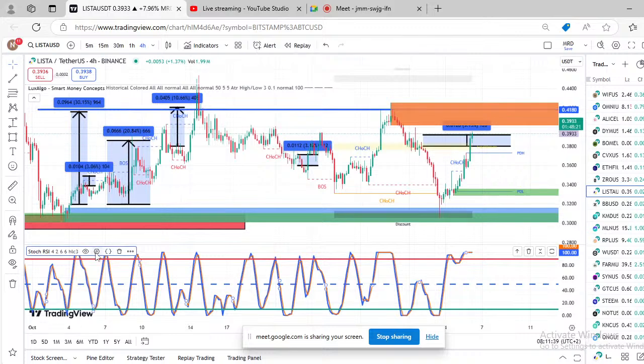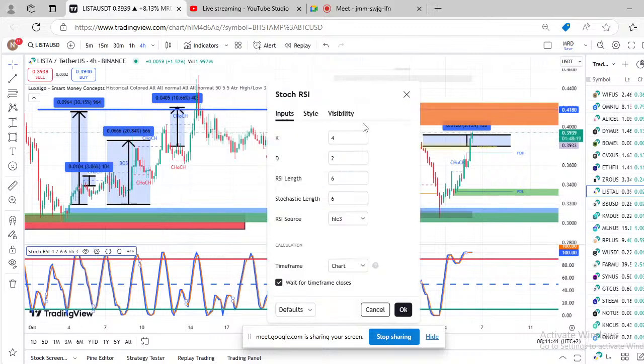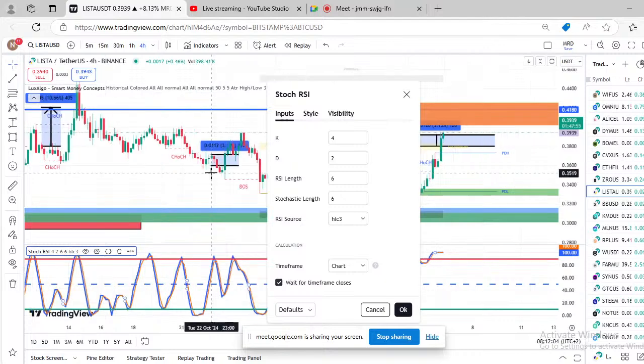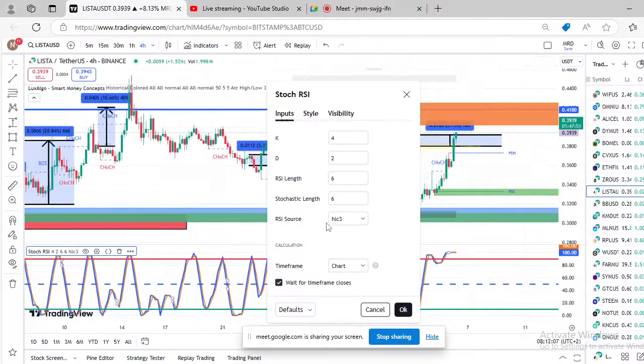Okay, these are the settings. We have K, whereby K is 4. We have D, which is 2. We have RSI length, which is 6. We have stochastic length, which is 6. And we have RSI source, which is 3. Yes, we choose 3. Here we are done.